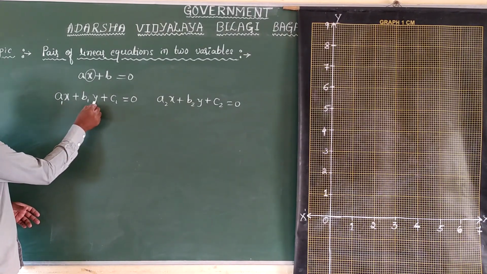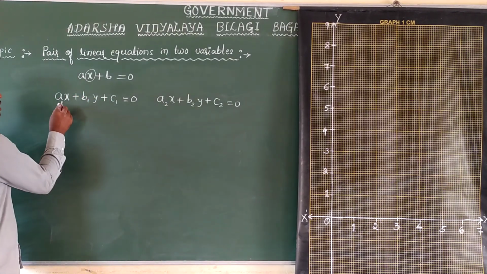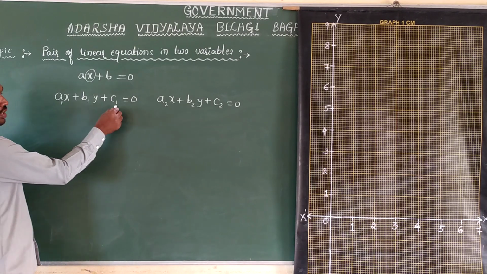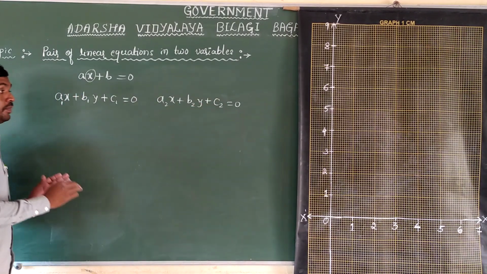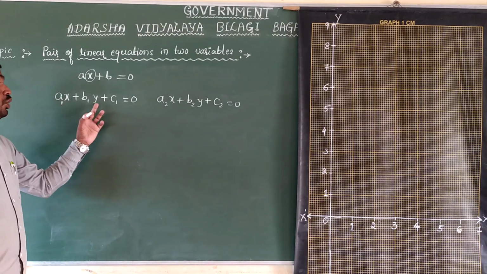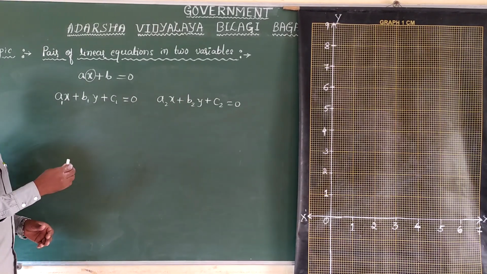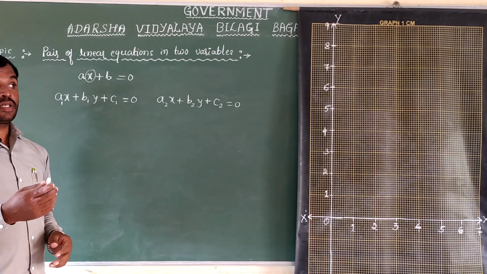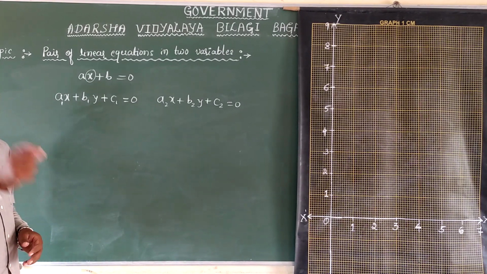Here also x and y are the two variables. So, a1x plus b1y plus c1 is equal to 0 and a2x plus b2y plus c2 is equal to 0. These two are the pair of equations having two variables. So, are the given equations a pair of linear equations in two variables or not? To identify that, here there is a condition.